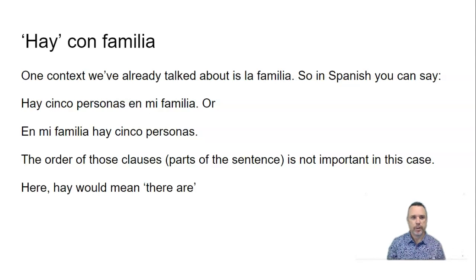and that hopefully you've worked out that this sentence here, hay 5 personas en mi familia, simply means there are 5 people in my family. And if you change the order around a little bit, it's just in my family, there are 5 people. Okay, so in that sentence, I just means there are. And it's very, very similar to English. Yeah, this is not particularly tricky, I don't think. Yeah. So one more time, hay 5 personas en mi familia. There are 5 people in my family.